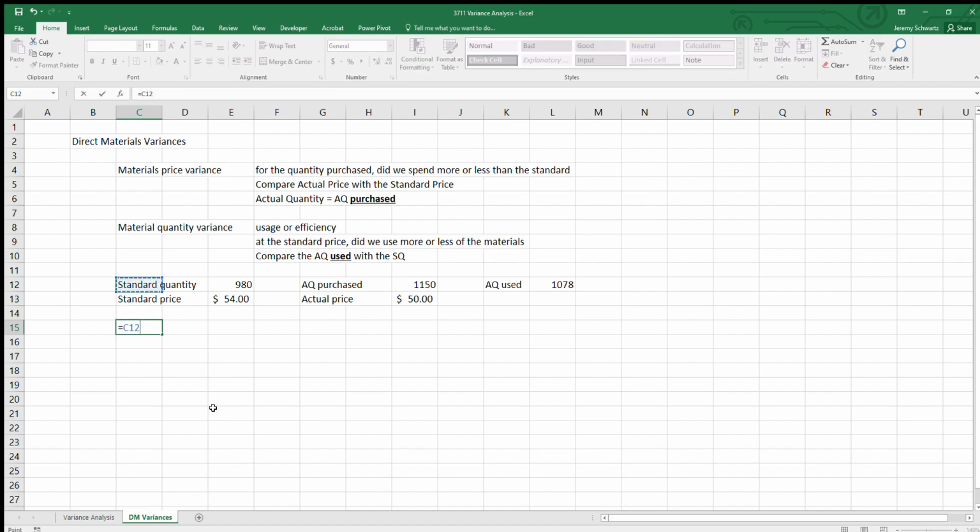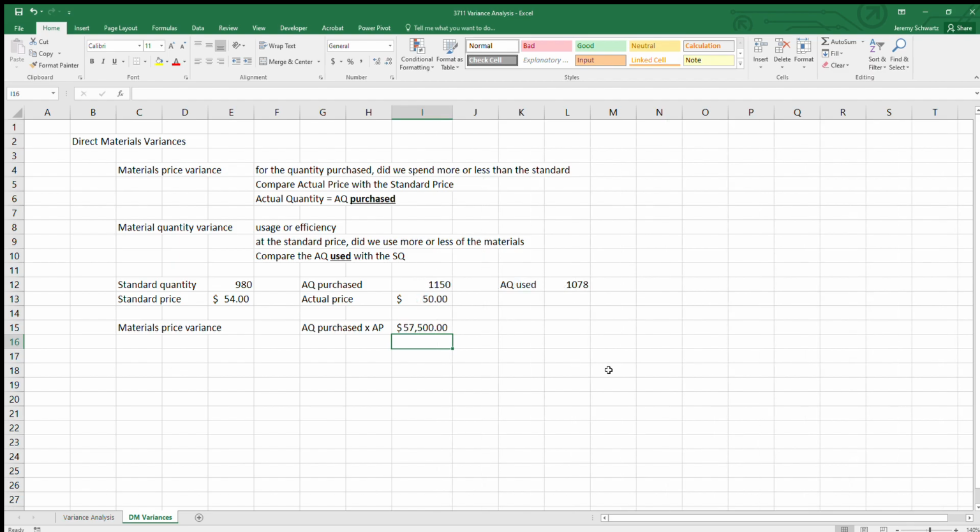So when we calculate our material price variance, we're going to be comparing for the actual quantity purchased. So holding that constant here, it's the actual quantity purchased at the actual price. Coincidentally, it ends up being right above this here. So actual quantity purchased 1150 multiplied by the actual price of $50, we have 57,500 as our cost.